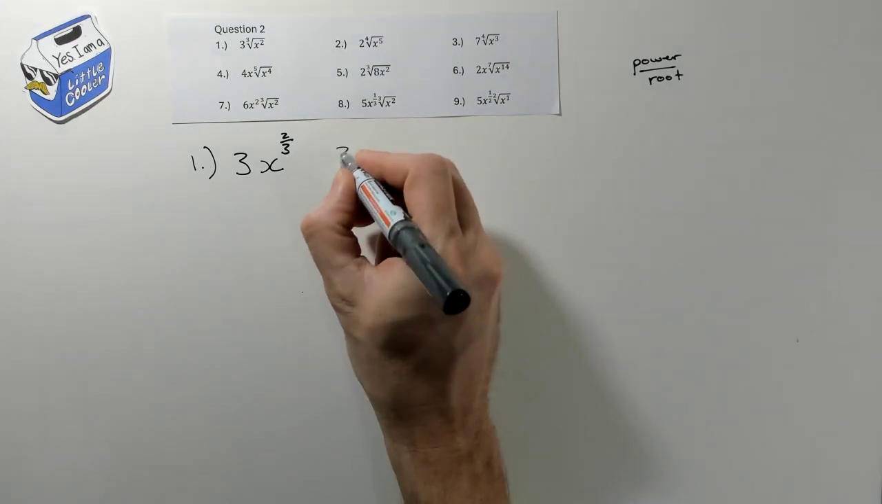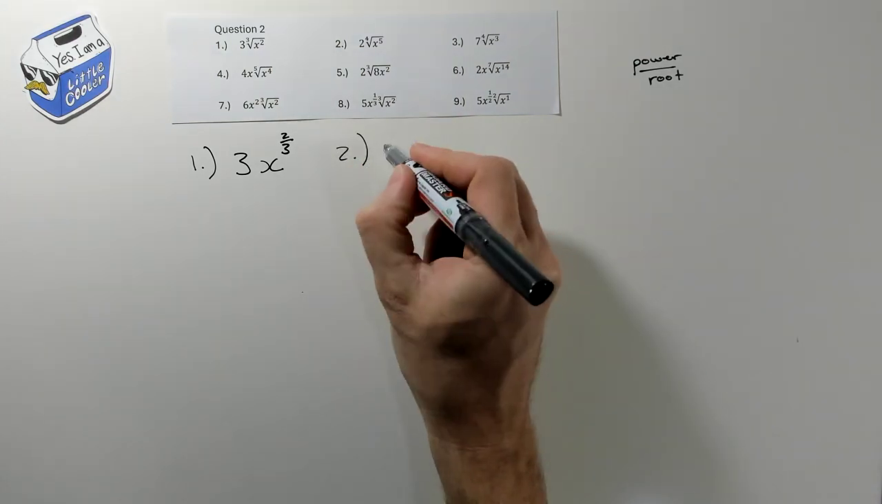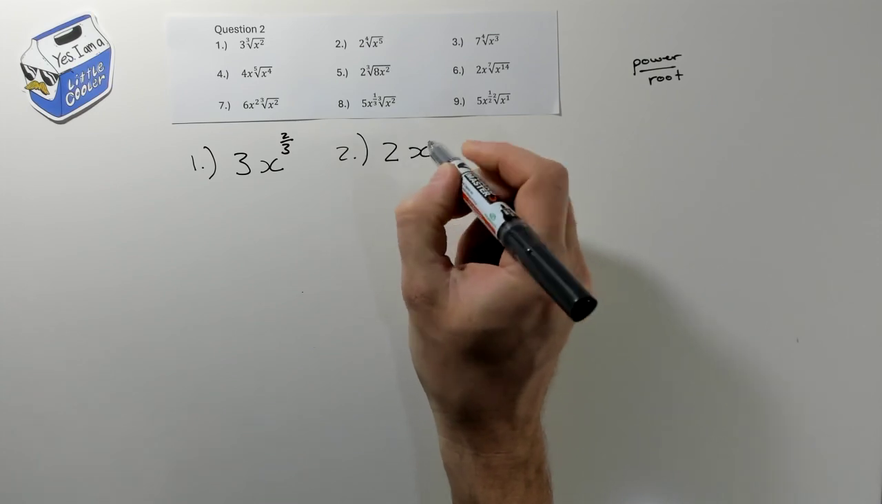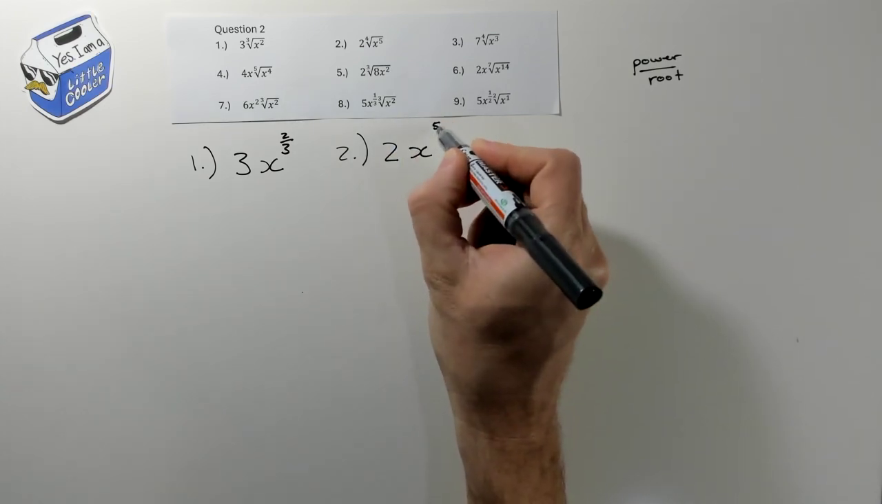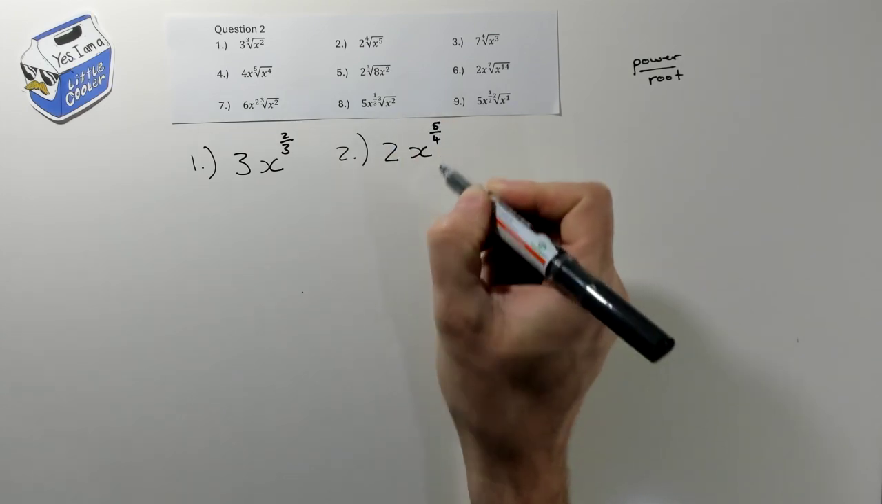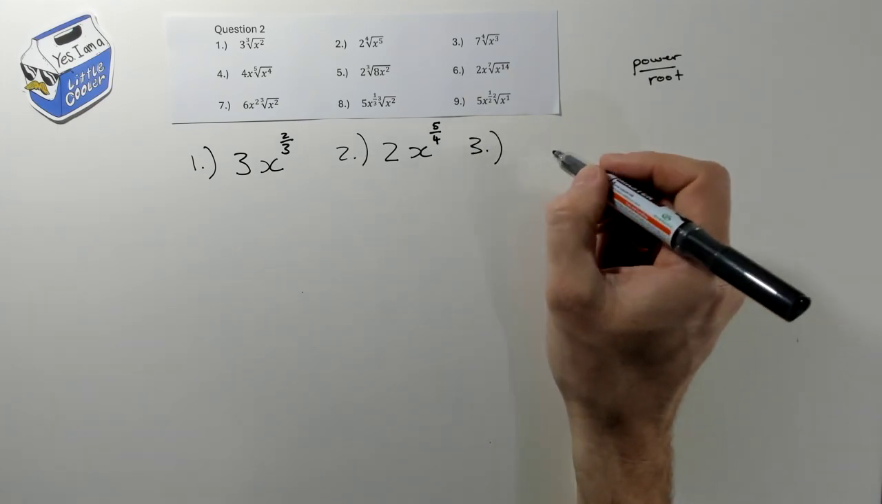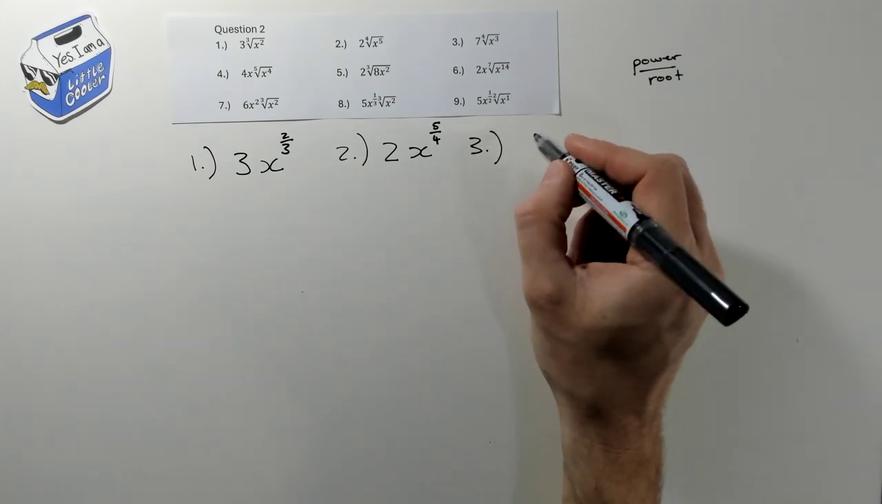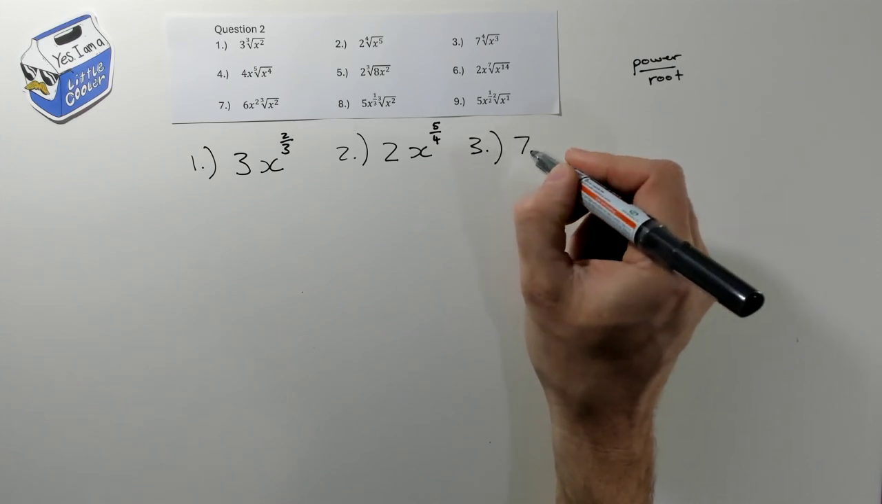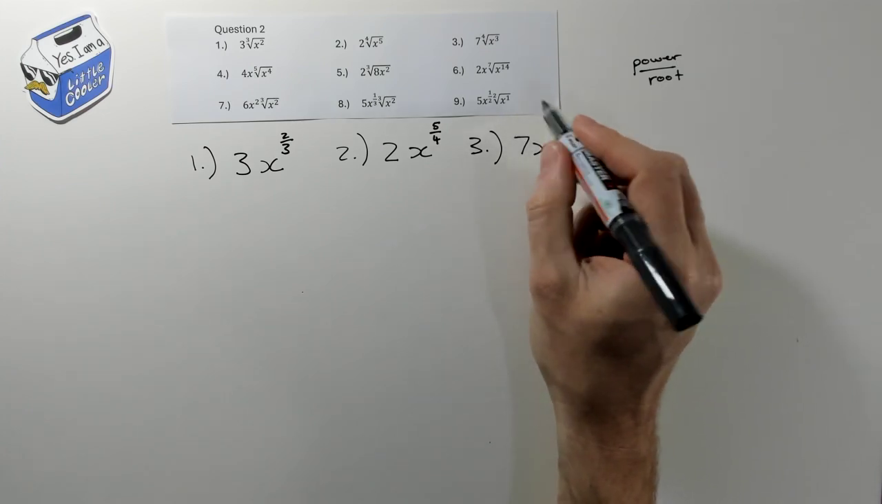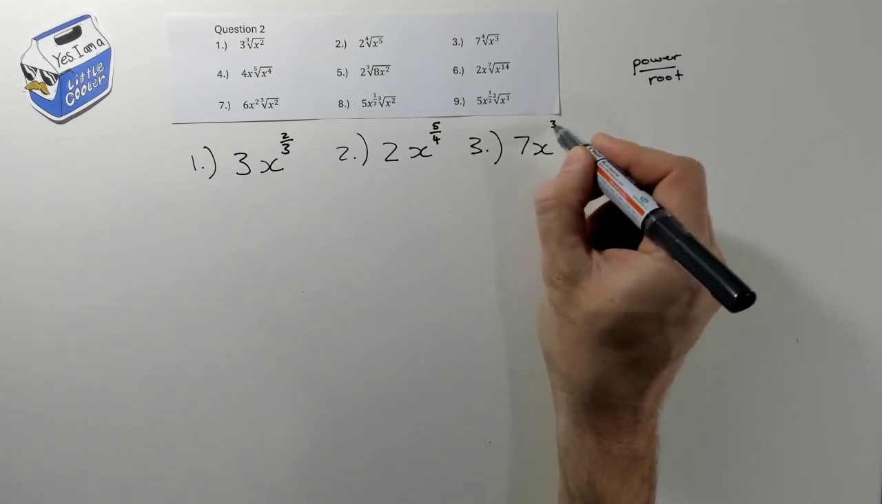So for number 2, I'll do it next to it. Again, I have the 2 and the x, and the power is 5, and the root is 4. And then for 3, I promise they'll get more tricky. I said they're so tricky, but they're not really. And again, power over root, so 3 over 4.